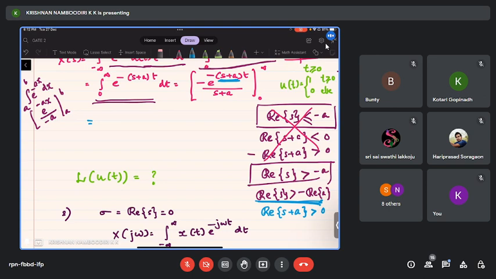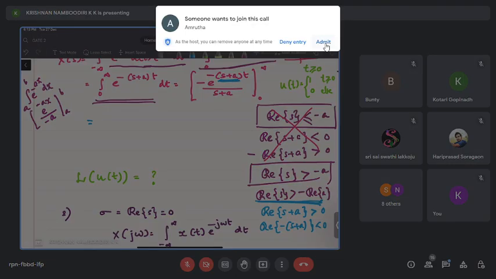It's a positive real number, or not real number. Yeah, the real part of s plus a is a positive real number, correct? s plus a is a complex number, but I'm only talking about the real part. So the real part of s plus a is a positive number. In that case, minus of s plus a will give, what? The real part of minus of s plus a is nothing but a negative number, correct? So this integral will be valid now.